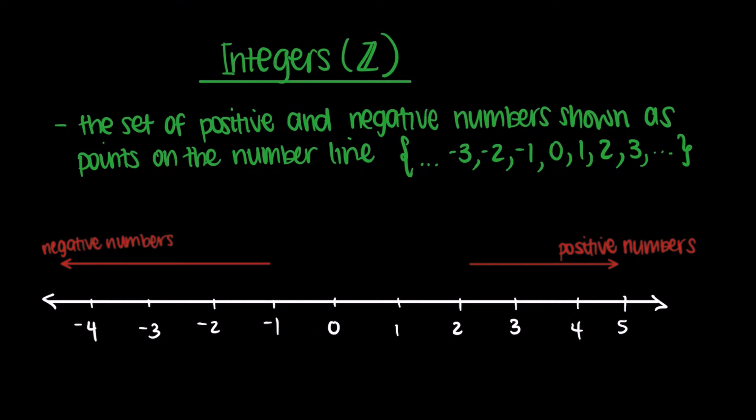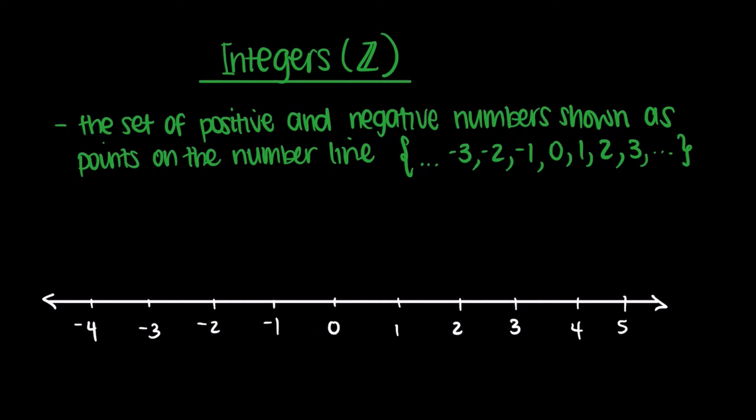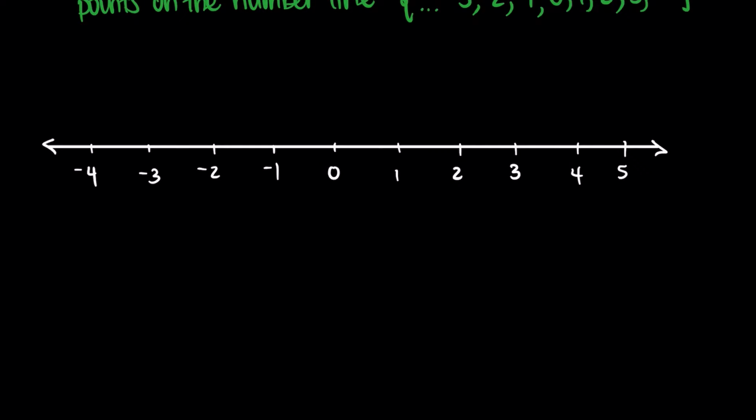And remember from one of the videos a few lectures back, we talked about natural numbers and whole numbers. And we also mentioned that the set of natural numbers is a subset of the set of whole numbers. Well, both of these are a subset of the set of integers.